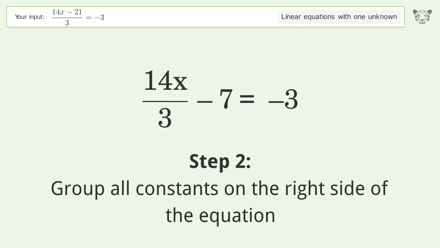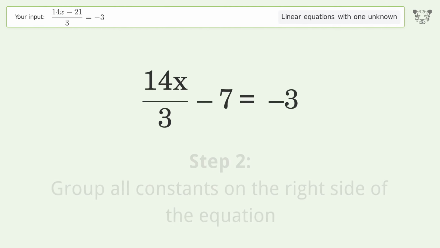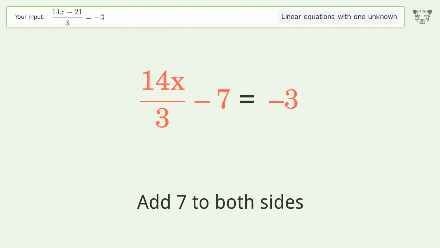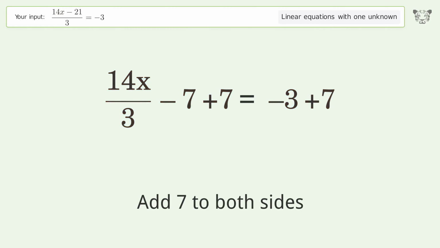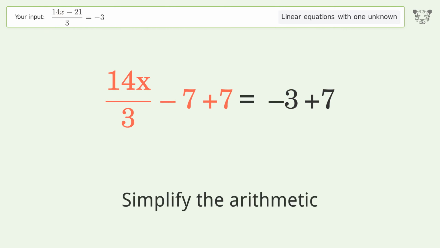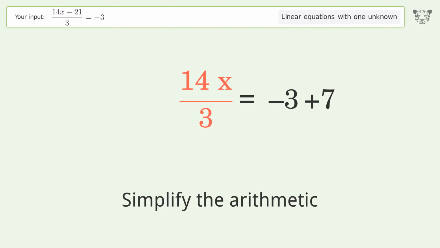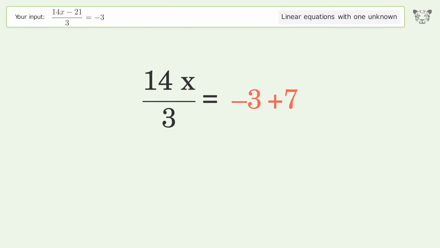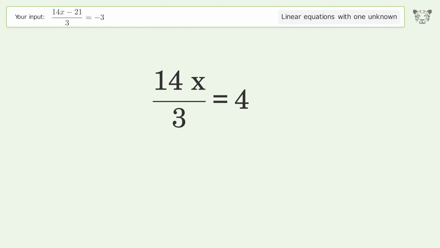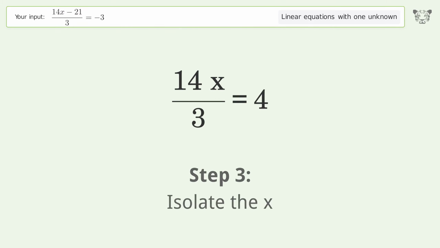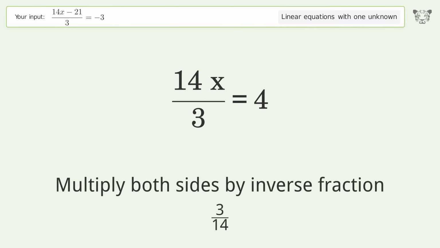Group all constants on the right side of the equation. Add 7 to both sides. Simplify the arithmetic. Isolate the x. Multiply both sides by inverse fraction 3/14.